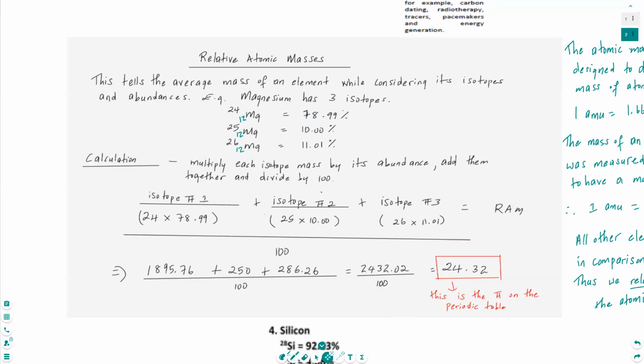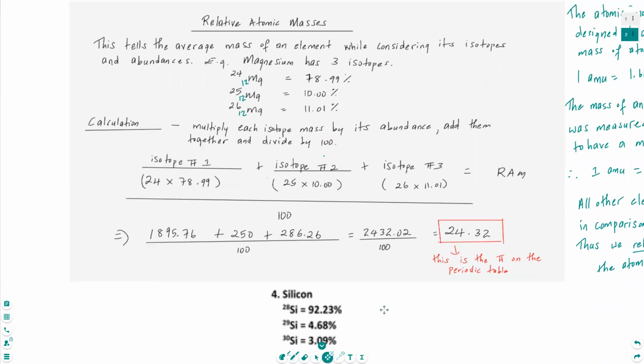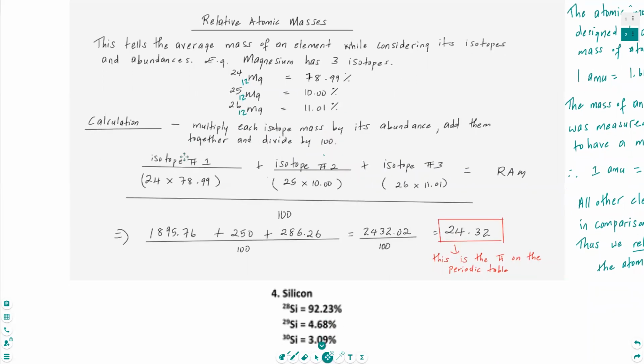So I have a worked example here for you, and we will do one together. Magnesium here has 3 isotopes. The first isotope has a mass of 24. It has an abundance of 78.99. So we multiply the 24 by the 78.99. Then we have isotope number 2, which has a mass of 25 with an abundance of 10%. And then isotope number 3 has a mass of 26 and an abundance of 11%.